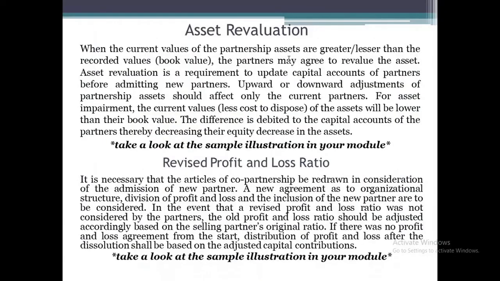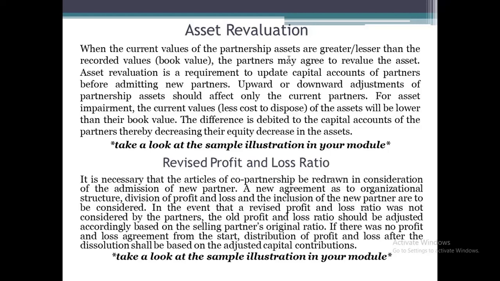Next topic. Ayan, revised profit and loss ratio. So, by admitting a new partner, syempre, like for example, doon sa articles of co-partnership, nakalagay doon kung magkano yung hatian ng profit or loss. Like for example, kay Ana at kay Zina, ang hatian nila is 70% at saka 30%. 70% kay Ana, 30% mapupunta kay Zina. Like for example, hatian nila sa profit and loss. Ngayon, i-admit nila si Pura. Siyempre, i-revise nila yung profit and loss ratio nila.